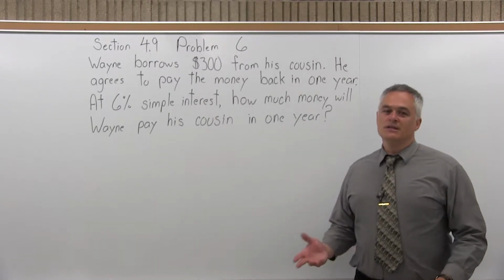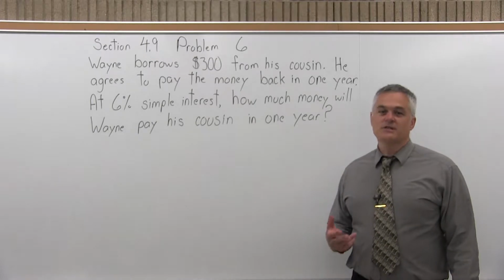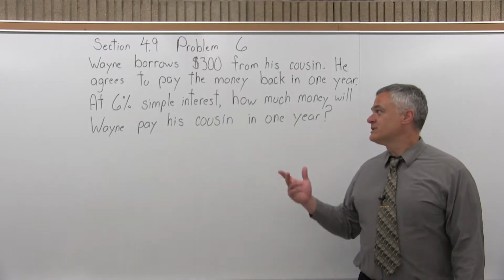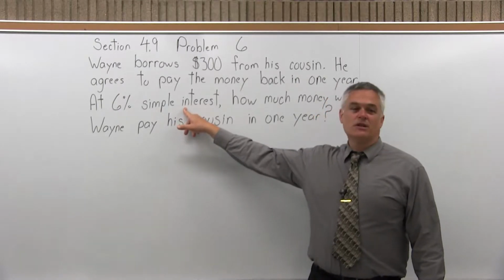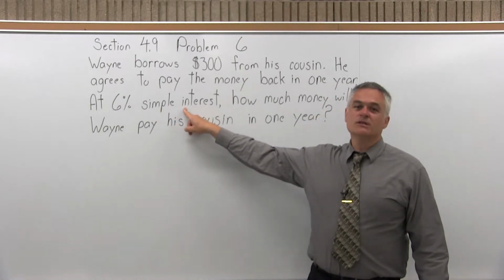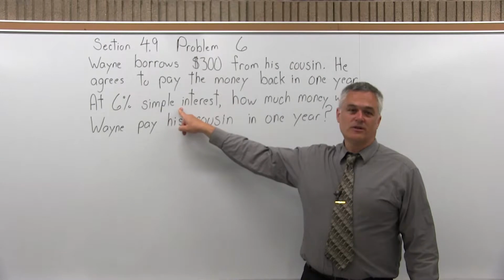So, in this section, there are two math formulas. You have to decide which one of the two you're going to use. One is for simple interest, one is for compound interest. If the question is worded well, it should be very clear which one to use. And this one says very clearly it's simple interest.